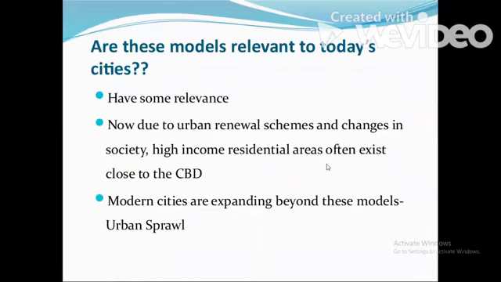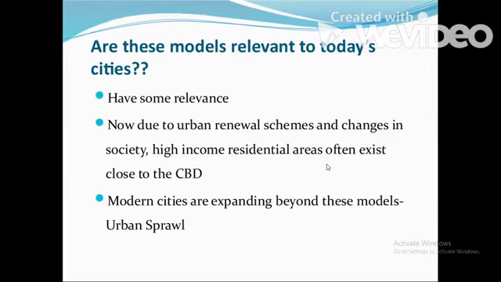Now, the most important thing, is this relevant to today's cities? Well, some of them do have relevance. Many of them don't have relevance. Because of various urban renewal schemes and changes in society, now we see that various high residential areas often exist close to the CBD. Like, for example, Connaught Place in Delhi. Is it only CBD? No, in Connaught Place, you also will have certain residential flats, apartments. There is a limited amount, but you will see that.